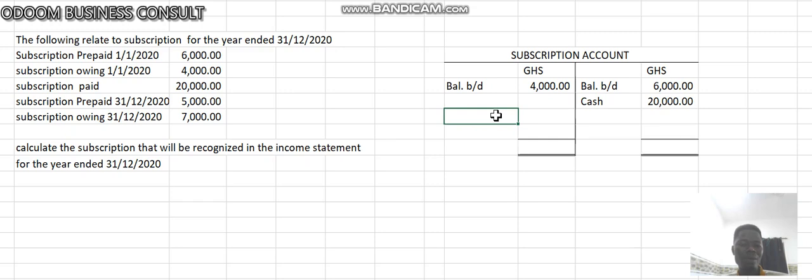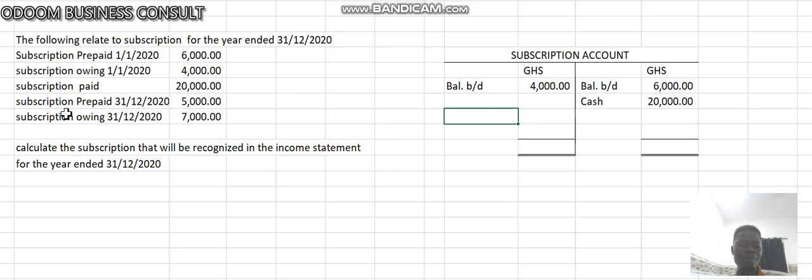Yes. Now the next item, subscription prepaid, 31st December 2020. Now, subscription prepaid, as we saw earlier, is a liability, and all liabilities have what? Credit balance. So if an item has a credit balance, it is the balance brought down that comes to the credit, but the balance carried down goes to where? Goes to the debit, right?